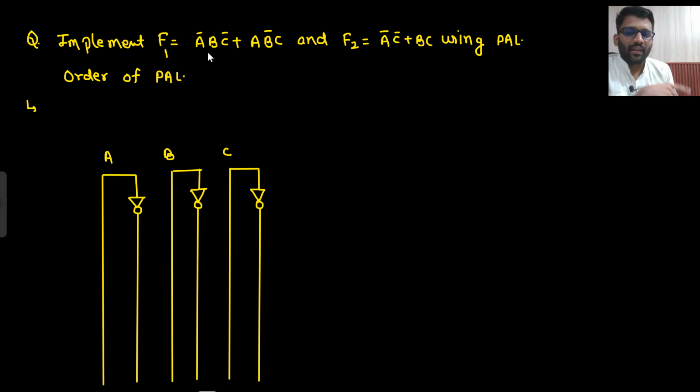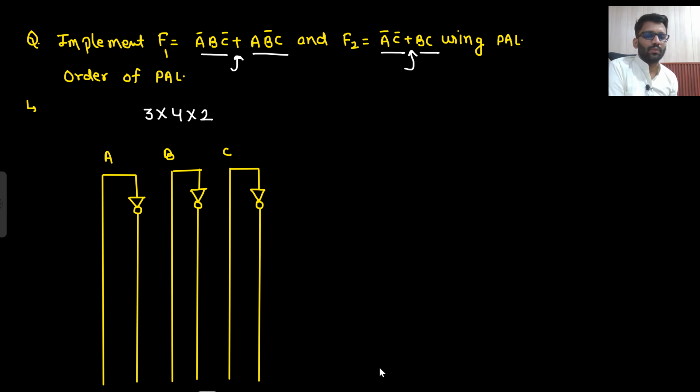Now you need to implement F1 and F2 using PAL logic. Tell me what will be the order. How many inputs are there? 3 inputs are there, A, B, C. How many AND gates do you require? One, one, one, and one, so 4 AND gates you require. How many outputs are there, or how many OR gates will you require? One addition and another addition, so you will require 2 OR gates. There you go. So the AND gates are programmable.